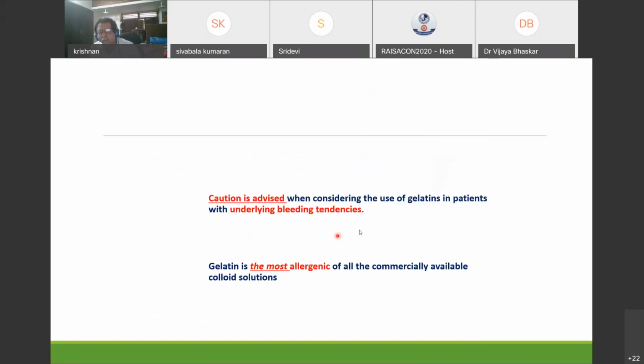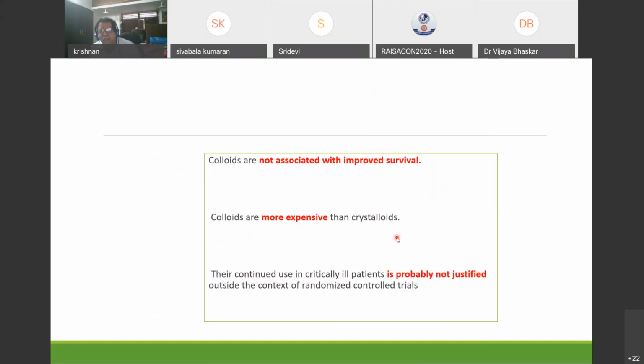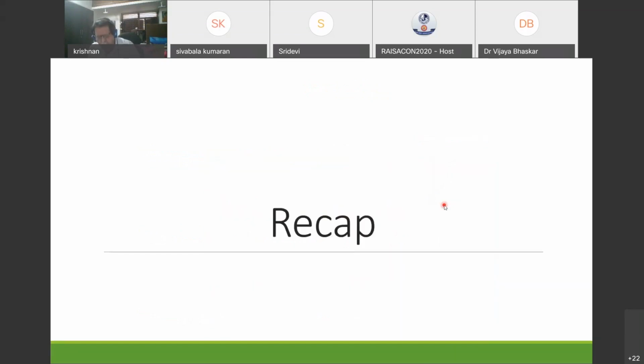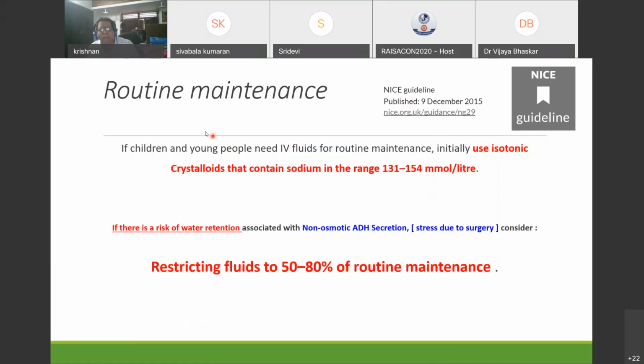Again, they have the same problems of bleeding tendency and allergies. And these are the reasons why we are not using too much colloid in pediatrics, even though we may have used a certain amount of colloids. So to recap the whole class, there are two things.